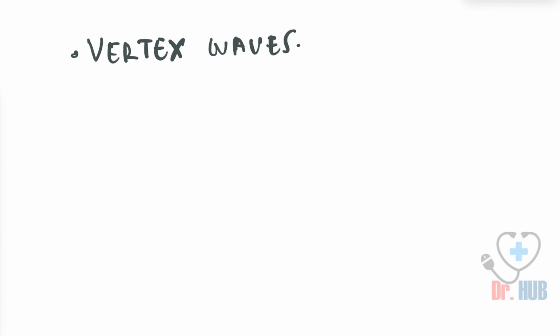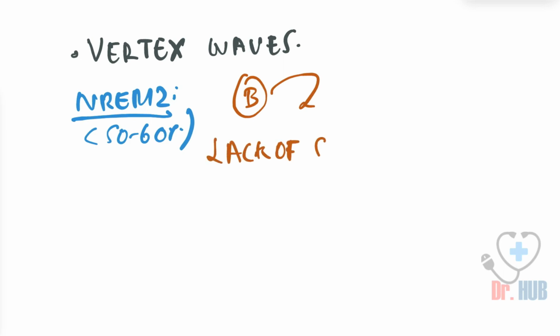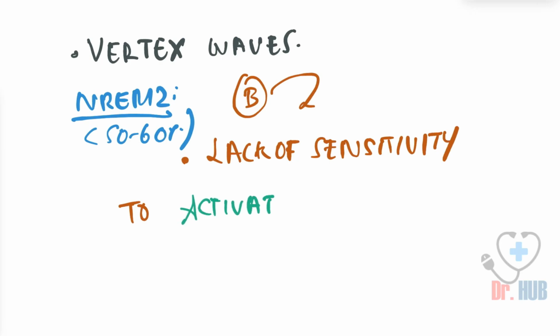Next we move on to the NREM2. So NREM2 accounts for about 50 to 60%. And how is the behavior in this case? The behavior is that there's a further lack of sensitivity, a lack of sensitivity to the activation, and also the arousal.